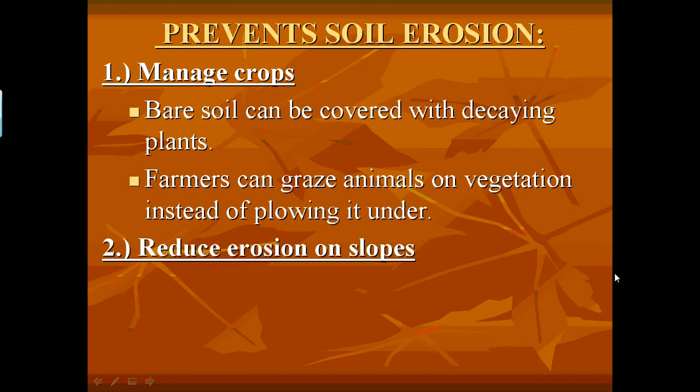You can also reduce erosion on slopes, so that's like hillsides, by contour farming and terracing. And we're going to talk about these two in the next slide so you can get a good understanding of what these two things are.